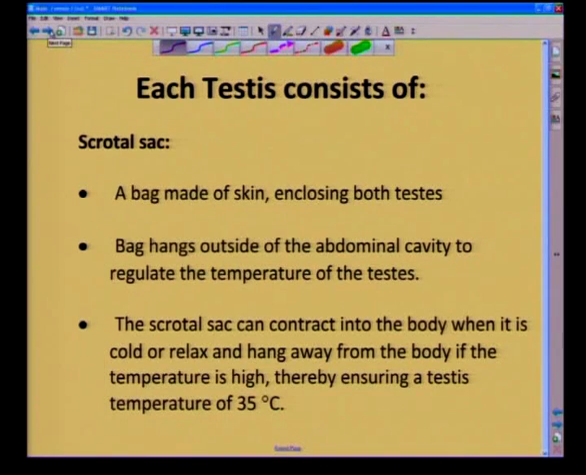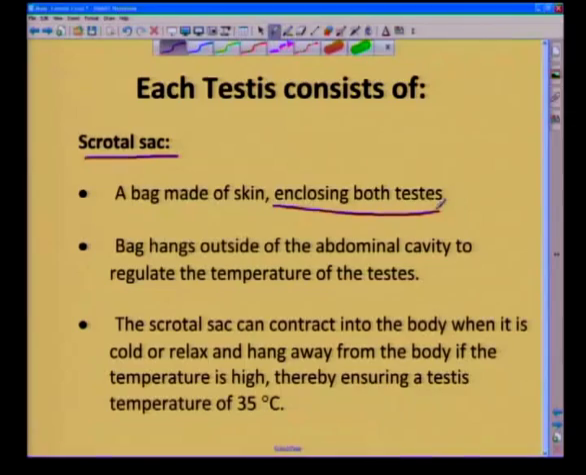So those are your secondary sexual characteristics. All right, now, each testis consists of the scrotal sac. Now, this is a bag of skin, and what it does is it encloses both the testes together. In the center of the 2 testicles, you'll find that there's almost a ridge or a join of the scrotum as the 2 halves join in the middle. All right, the bag hangs outside the abdominal cavity to regulate the temperature of the testes.